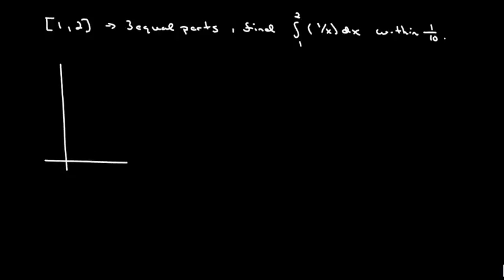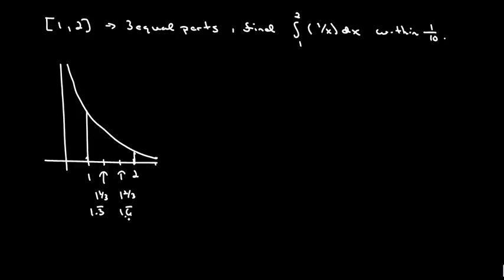I'm going to graph out my curve, 1 over x. We know that it looks something like this. Here's 1, here's 2. I need to find the area in this region, so I'm going to divide it into 3 equal parts, just like that. So this point becomes 1 1/3, and this one becomes 1 2/3, or 1.3 repeating, 1.6 repeating.